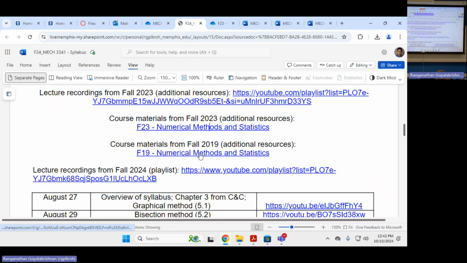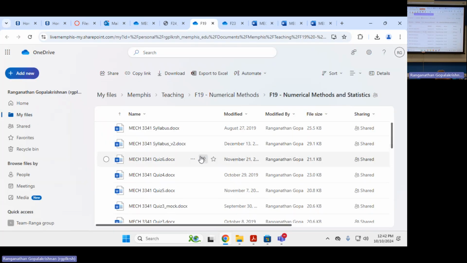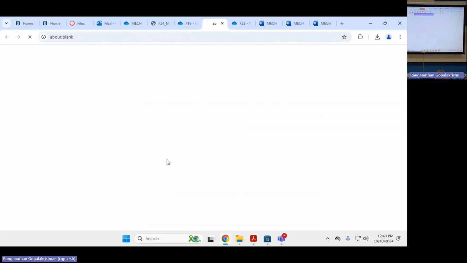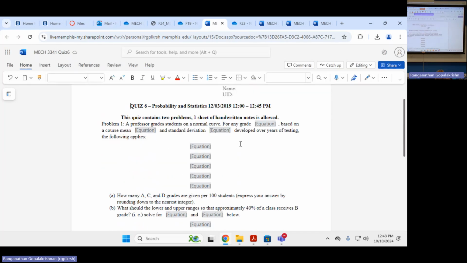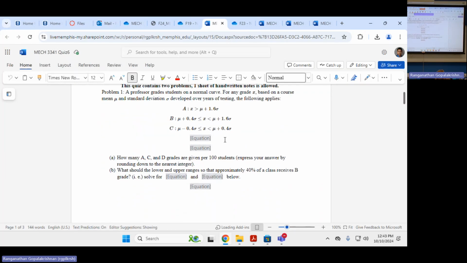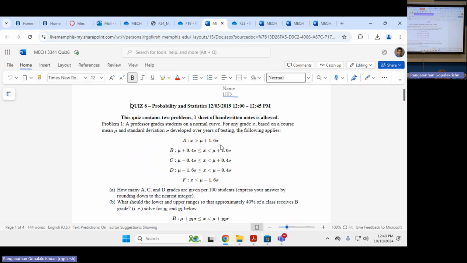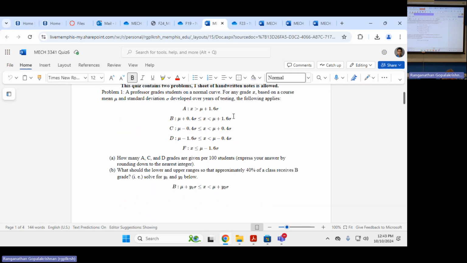You can also go back here and see fall 2019. In that semester also, I had lots of quizzes. So if you look at, say, quiz 6, I think that was involving statistics. This is a typical problem in normal distribution. So if you have a grade distribution that is given like this, calculate how many A, B, C, D, and F grades will be given per 100 students, and what should be the lower ranges so that approximately 40% of the class receive a B grade, something like that. So this is also something you should practice.